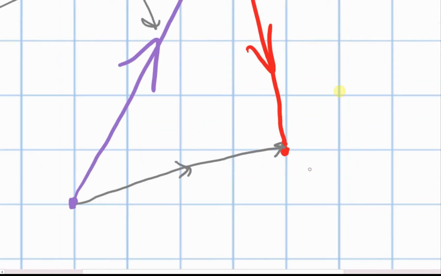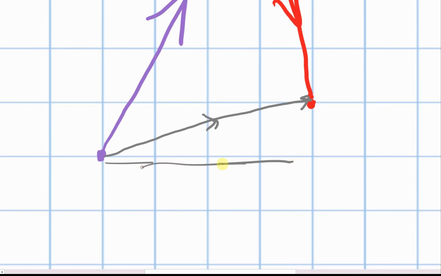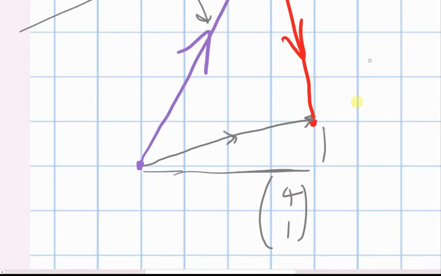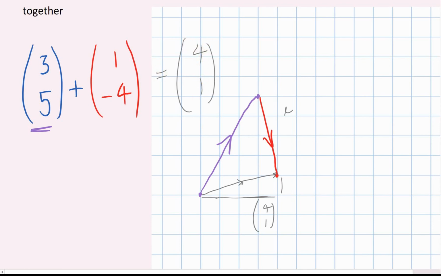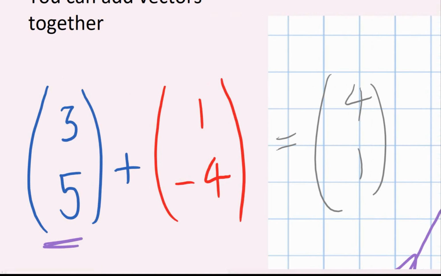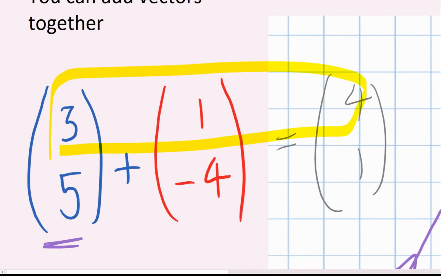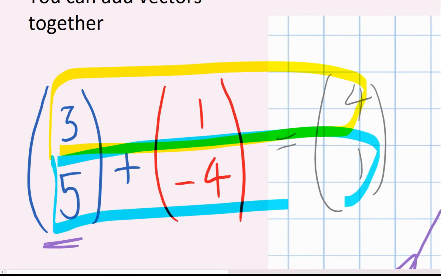So we can look at this vector. I have gone 4 squares along, and I've gone 1 square up. So this vector is 4, 1. And that's the effect I got from applying both these vectors. First going 3 right and then 5 up, which is over here, and then going 1 across and 4 down, which is over here. So these 2 vectors added together gave me the effect of 4, 1. And the way we work it out without a diagram, all you need to do is add the top numbers together and add the bottom numbers together separately.